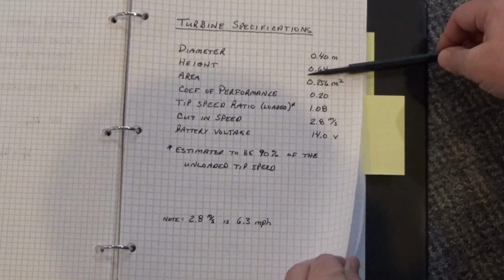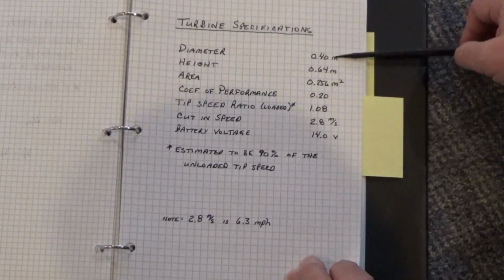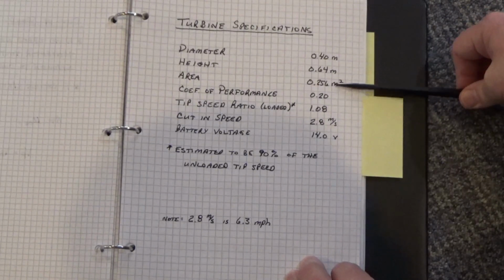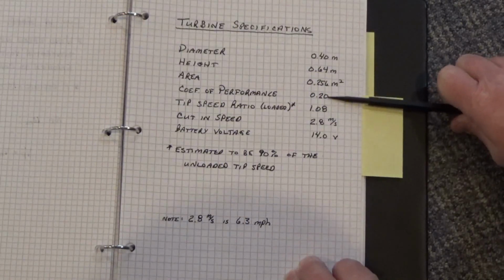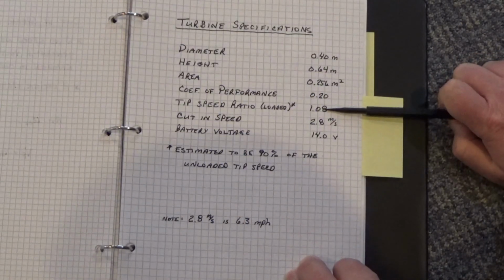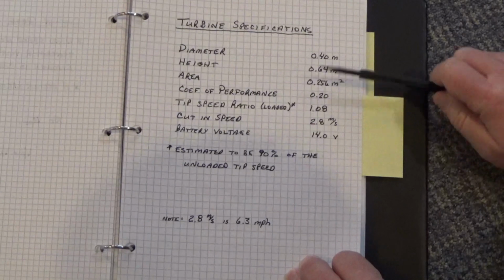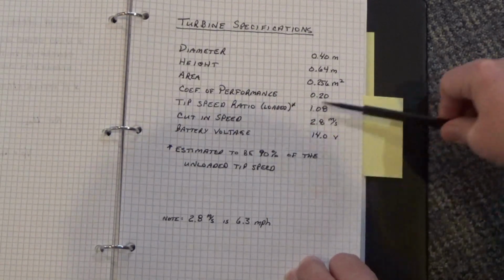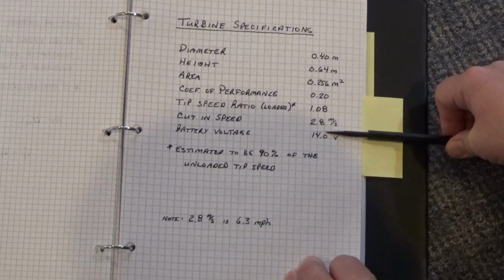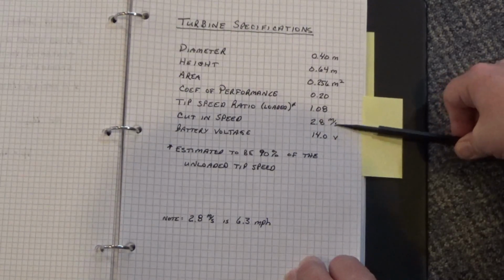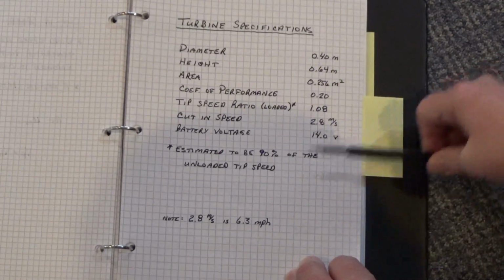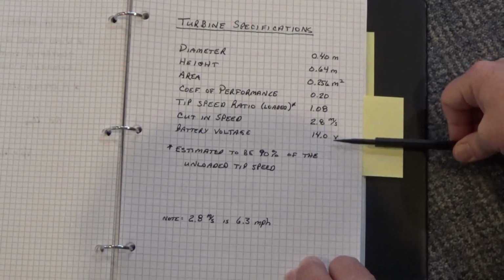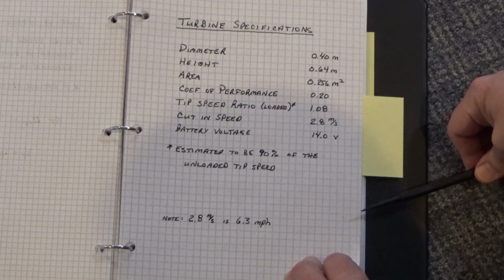So this particular turbine, we've got a diameter of 0.4 meters, a height of 0.64 meters, so we've got an area of 0.256. I'm assuming a coefficient of performance of 0.2, and a tip speed ratio of 1.08. I measured approximately 1.2 unloaded, and I figured that loaded would be about 90% of that. Then I've got a cut-in wind speed of 2.8 meters per second. It just seemed like a good time to cut in, at about 6.3 miles per hour. And I'm assuming a battery voltage of 14 volts.